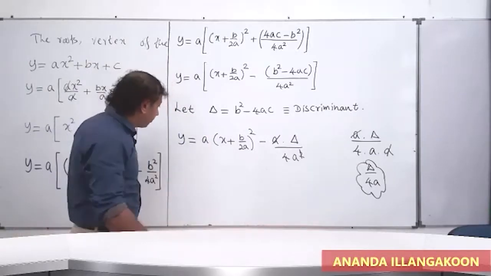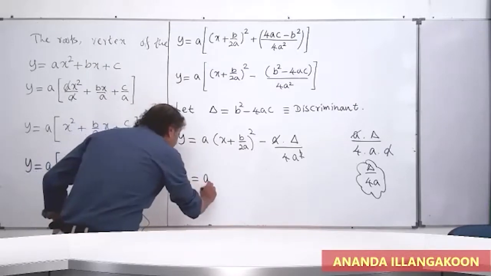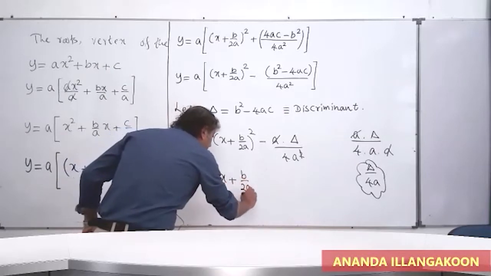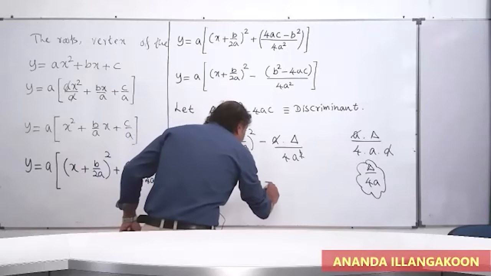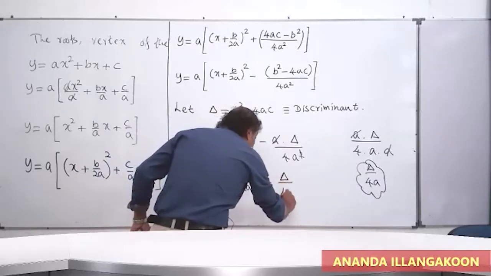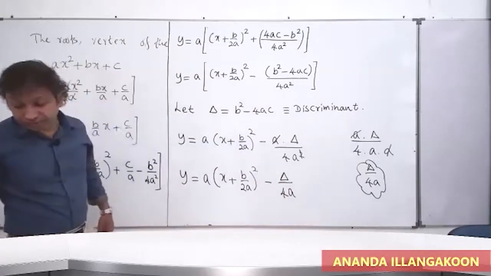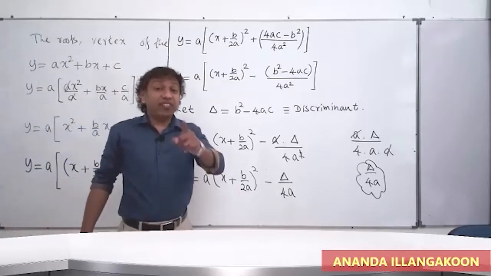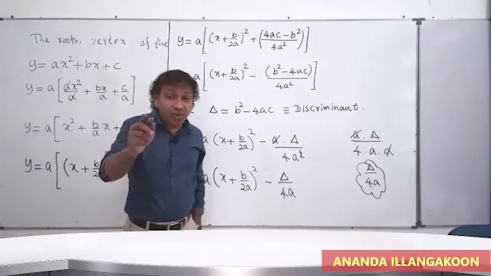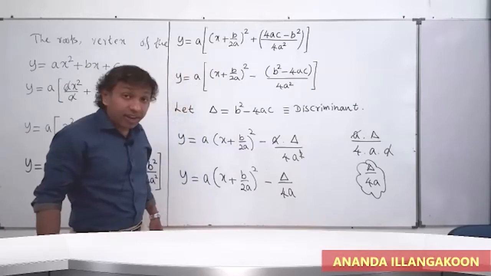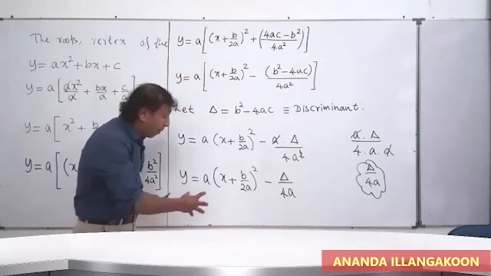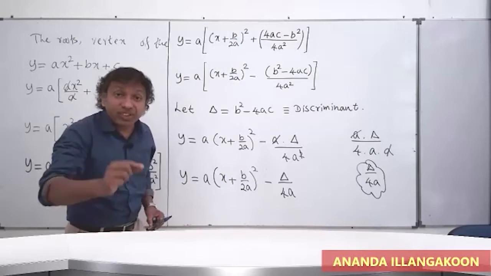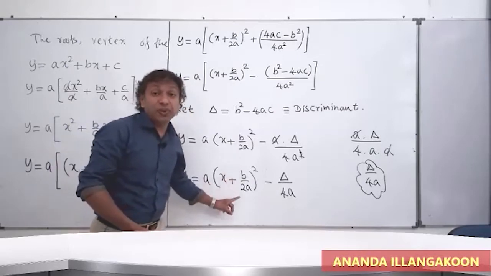So now we get like this, and then we get a times (x plus b upon 2a) perfect squared minus delta upon 4a. Now, by observing this right hand side, you can very easily determine the x coordinate of the vertex. We know that it is obtained by changing the sign. So the x coordinate of the vertex is going to be minus b upon 2a.